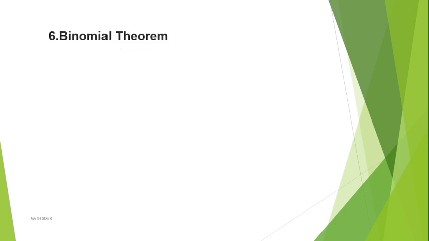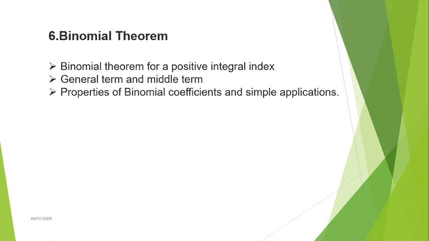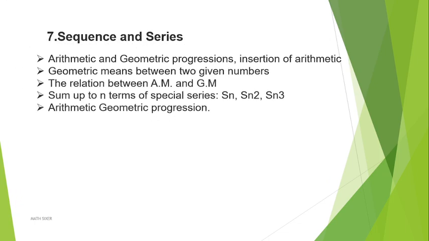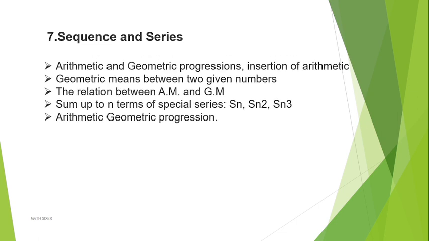And next, binomial theorem is one of the important topics. In this we have the binomial theorem for a positive integral index, general term and middle term, and properties of binomial coefficients and simple applications. Next we have sequence and series, also one of the important topics. Arithmetic and geometric progressions, and the insertion of arithmetic and geometric means between two given numbers, and the relation between arithmetic mean and geometric mean. Next, sum up to n terms of special series: Sn, Sn2 and Sn3. And next, arithmetic-geometric progression.